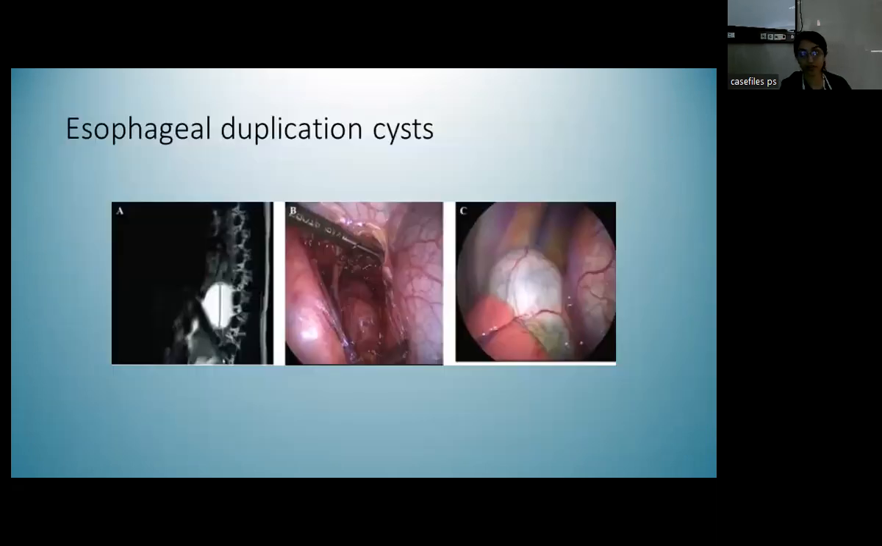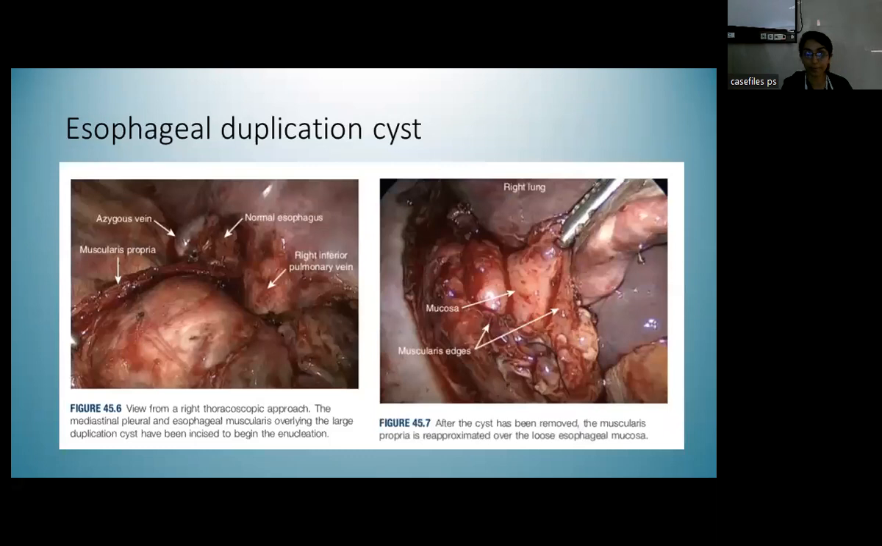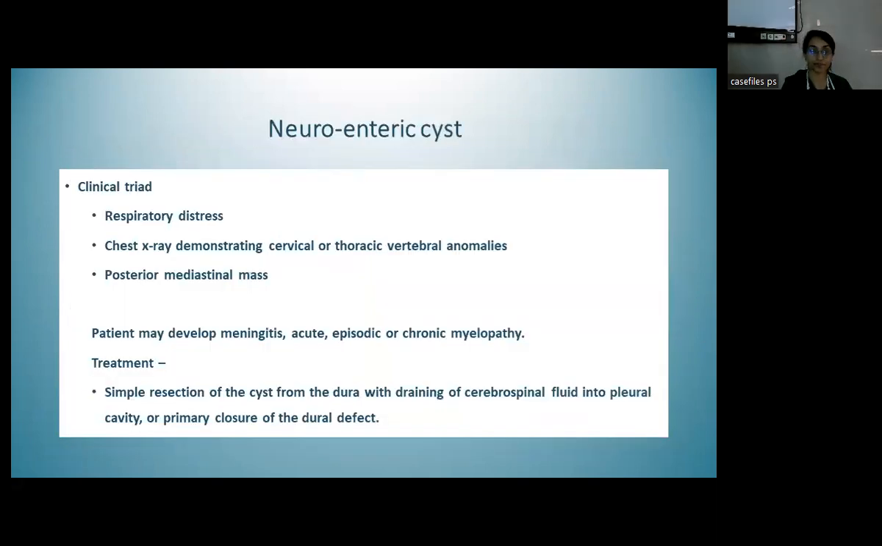This is a thoracoscopic picture or an imaging picture of an esophageal duplication cyst, how it will appear. And this is another one in which this is the esophageal duplication cyst. The muscularis propria has been opened and the cyst is being enucleated. The cyst is removed and then the muscularis edges have to be reapproximated if possible.